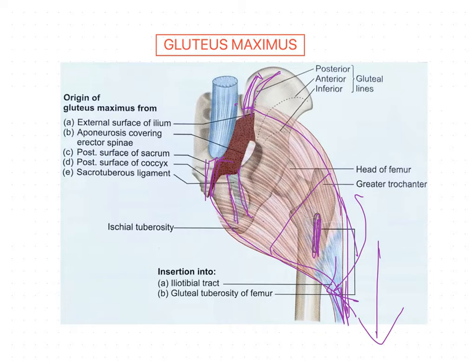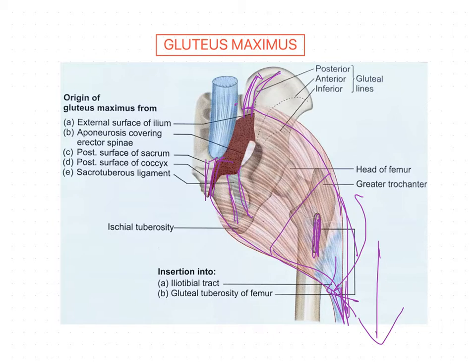Now we are going to discuss the structures deep to the gluteus maximus. What are the structures which are related? That means which are present below the gluteus maximus. Here we can see bony structures, bursa, ligaments, muscles, nerves, as well as some blood vessels present below this gluteus maximus muscle.